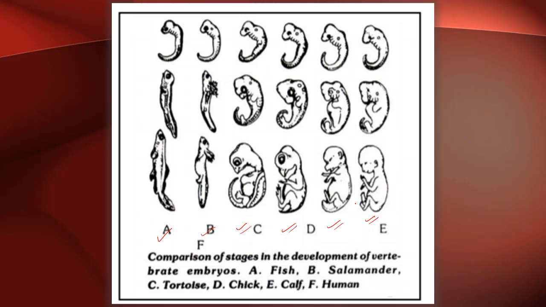So in all the embryological stages, you just compare the first one. They all are the same. They all have that caudal tail.